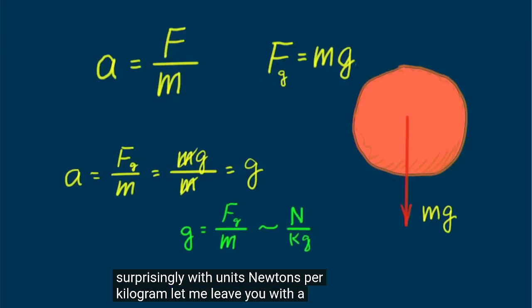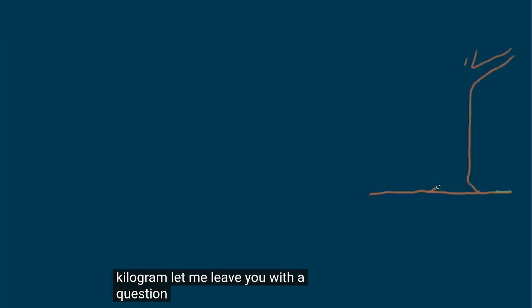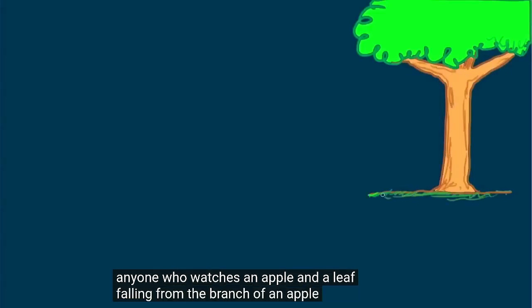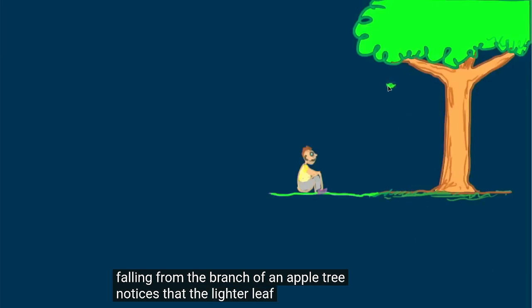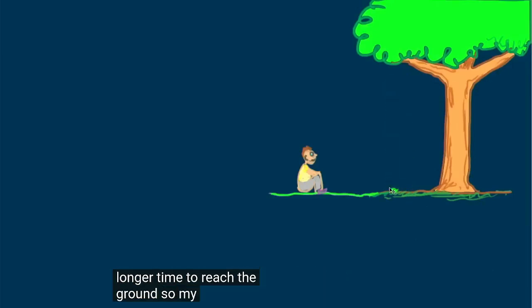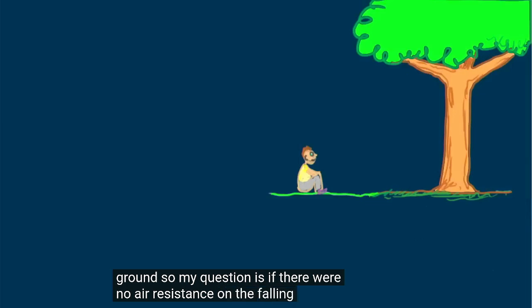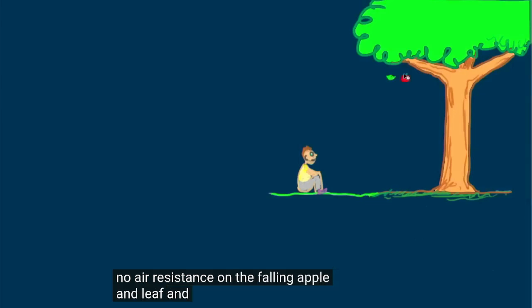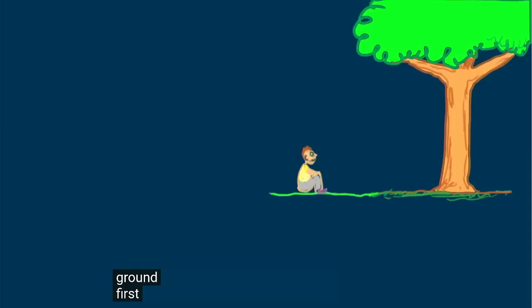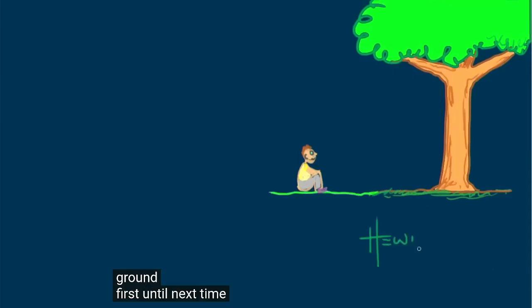Let me leave you with a question. Anyone who watches an apple and a leaf falling from the branch of an apple tree notices that the lighter leaf takes a longer time to reach the ground. So my question is, if there were no air resistance on the falling apple and leaf, and they begin their fall at the same time, which would reach the ground first? Until next time, good energy.